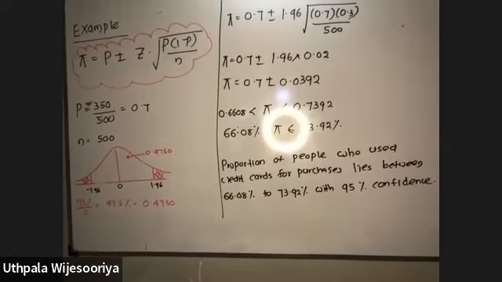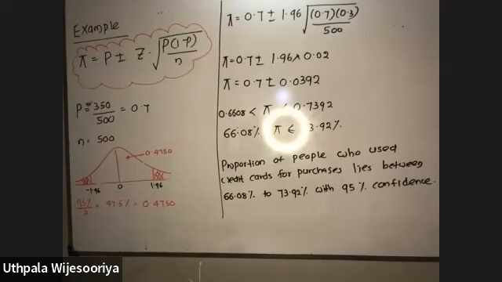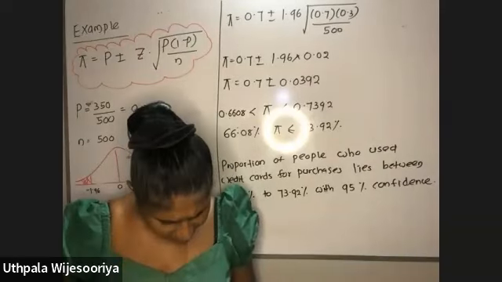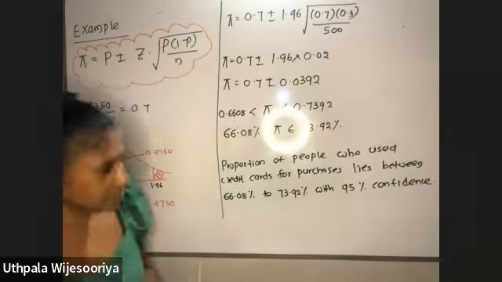Right, then the difference between two population proportions. See whether your mics are muted. Difference between two population proportions. Confidence intervals about the difference between two population proportions.